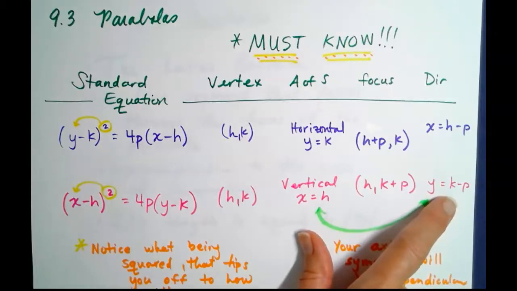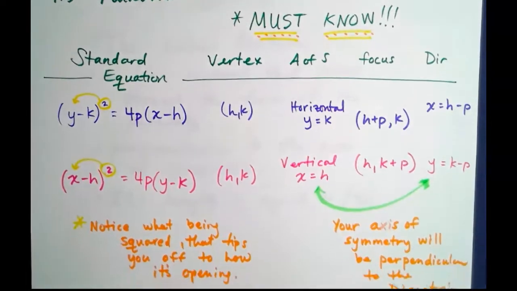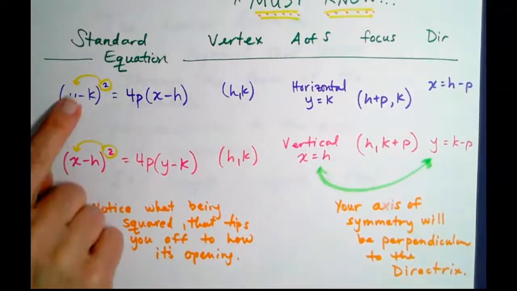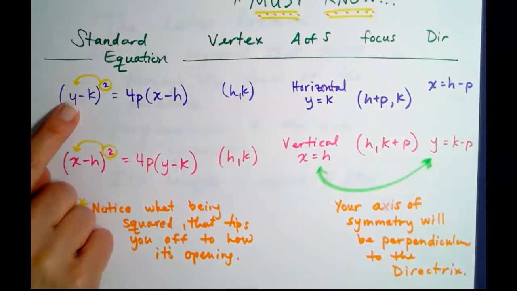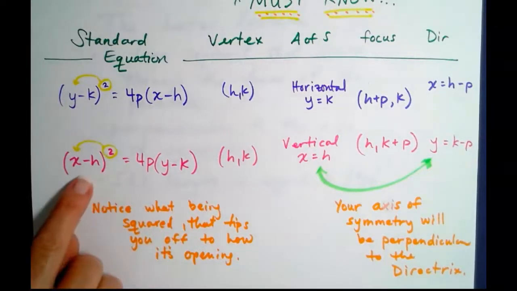The hyperbola also has a directrix. We just don't talk about it that much because it's easiest to just deal with a hyperbola in terms of its asymptotes. Okay, a few little notice things at the bottom. Notice what is being squared. That tips you off to how it's opening. So if the y is going to be squared, it's going to have a sideways or horizontal opening. If the x is squared, it's going to have a vertical opening.